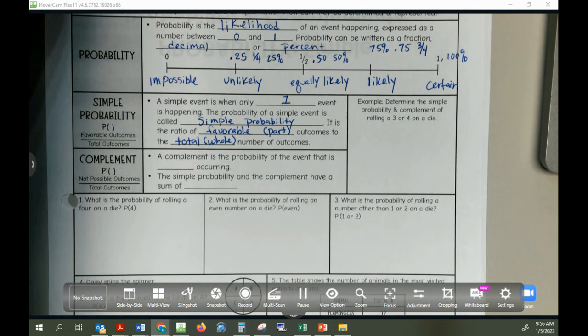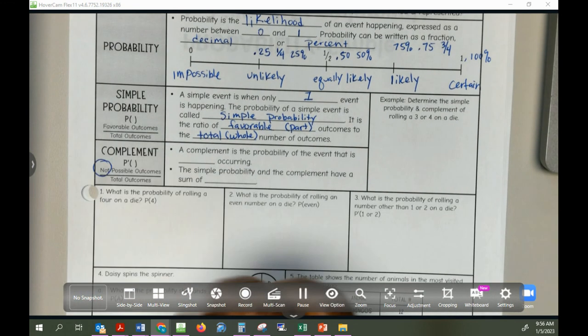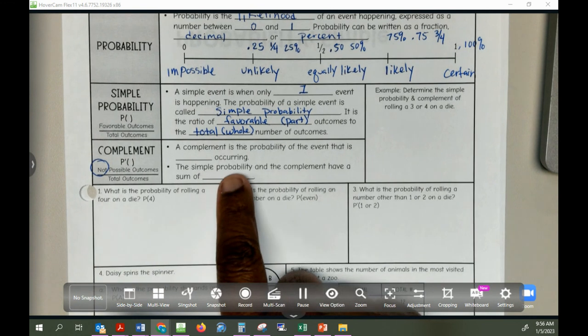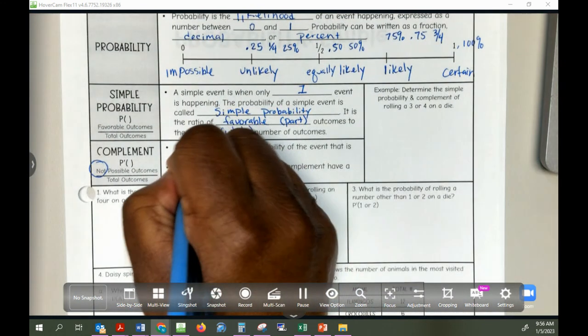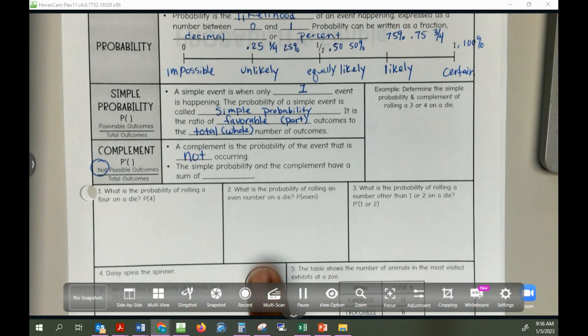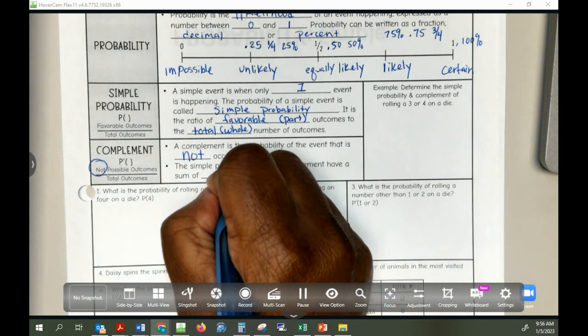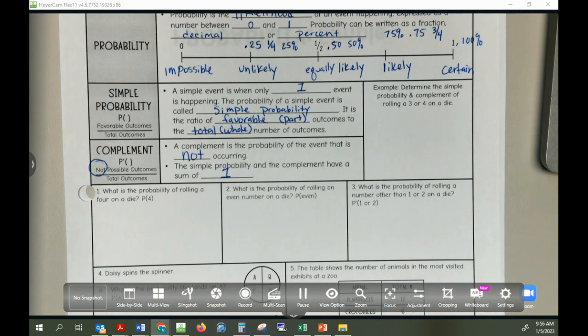So when we think of the complement, remember we said the complement is when something will not be possible or not happen. The complement probability of an event is the event not occurring. The simple probability and the complement have a sum of 1. So we're going to talk about what that looks like.